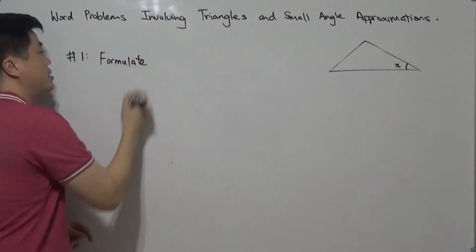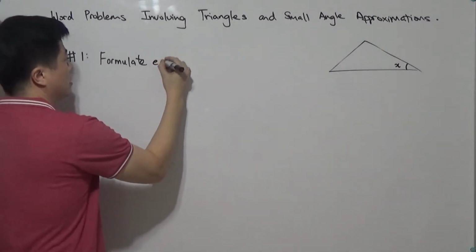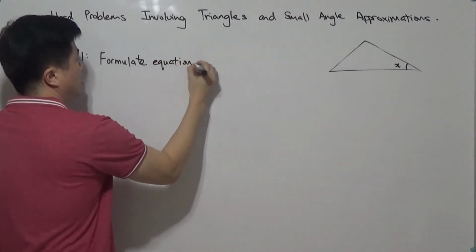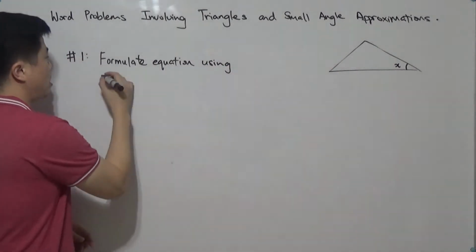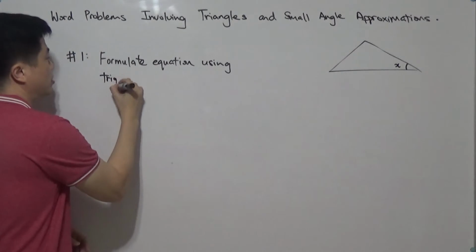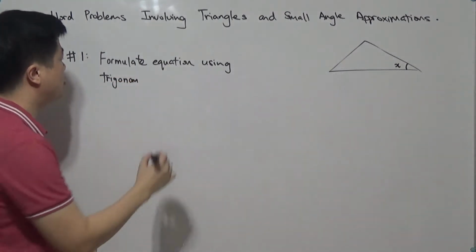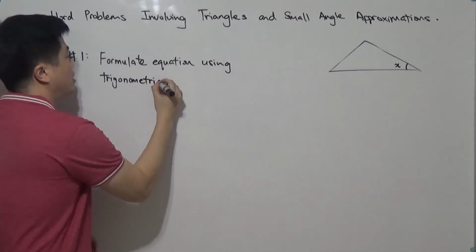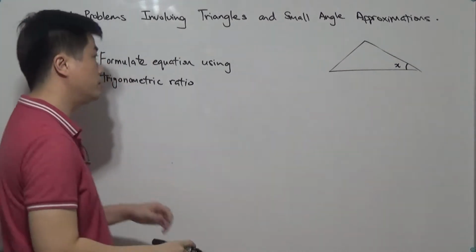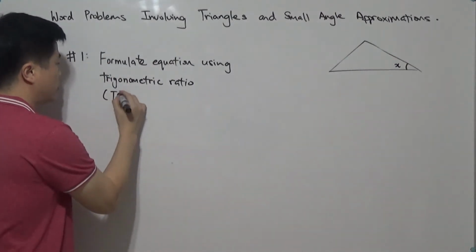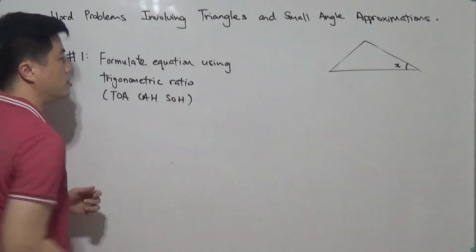Let me write it this way instead. We will have to formulate an equation. All right, formulate an equation using either of these. Sometimes it could be the trigonometric ratio, and in the context of Singapore, trigonometric ratios are commonly known as TOA-CAH-SOH. The ones you learn in Secondary 2, for right angle triangles. That is what we use for right angle triangles.